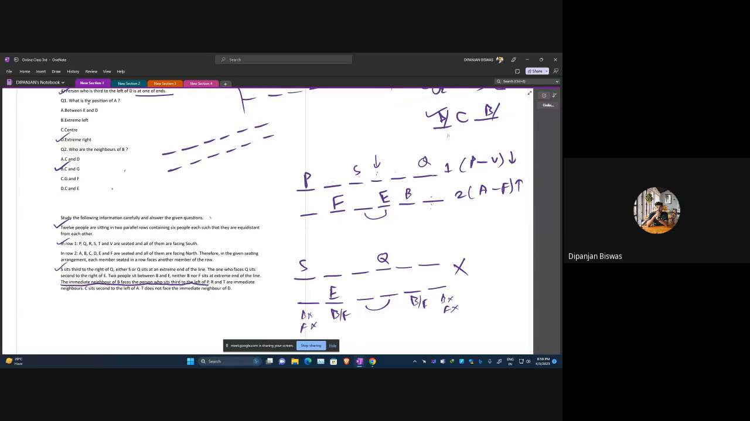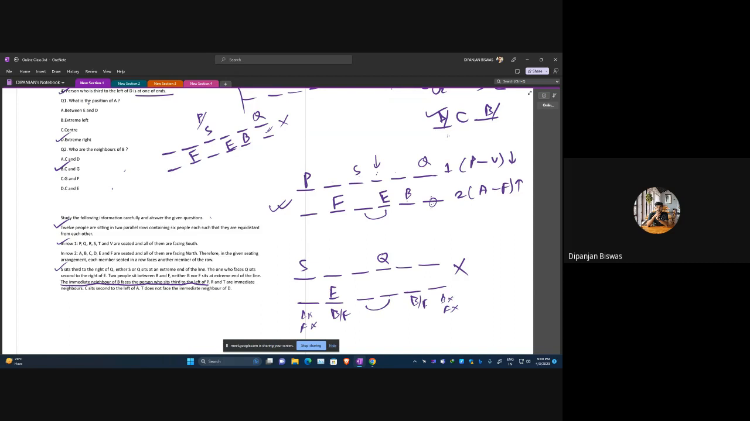We have left out one possibility, if the immediate neighbor was this person. So let us just draw it. E, we have B, we have F here, we have S here, we have Q here. So if we took this person as the immediate neighbor of B, then the person facing him was Q. So P should be coming here, but this is not possible. So this is the only possibility left out.